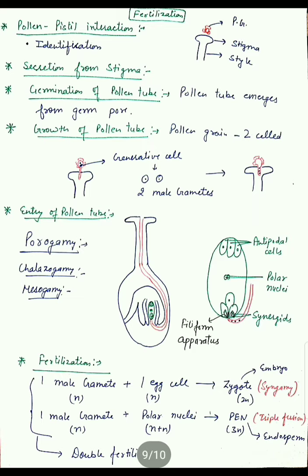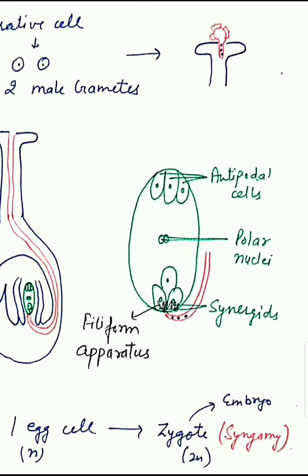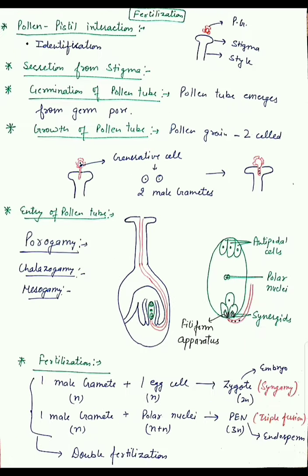So you can see in this diagram, when the pollen tube enters, there are two synergids, three antipodals, two polar nuclei, and the filiform apparatus. The filiform apparatus and synergids guide the pollen tube to enter into the embryo sac. After the pollen tube enters the embryo sac, fertilization takes place.